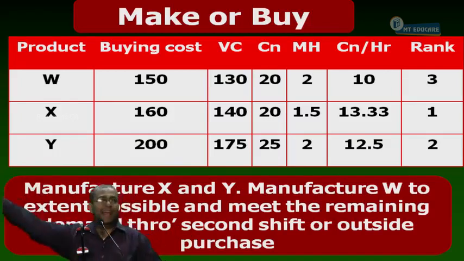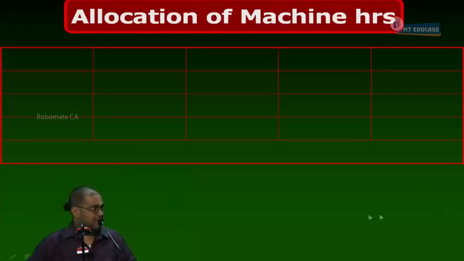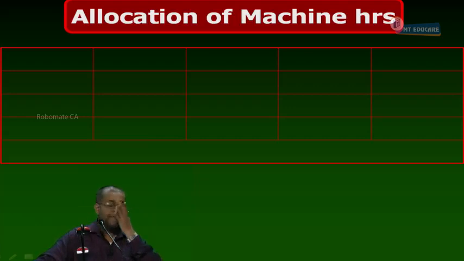Now, next is allocation of the 12,000 hours. Have to do it or not? Right now, next step 2 or step 3? Step 3. Allocation of mission hours.